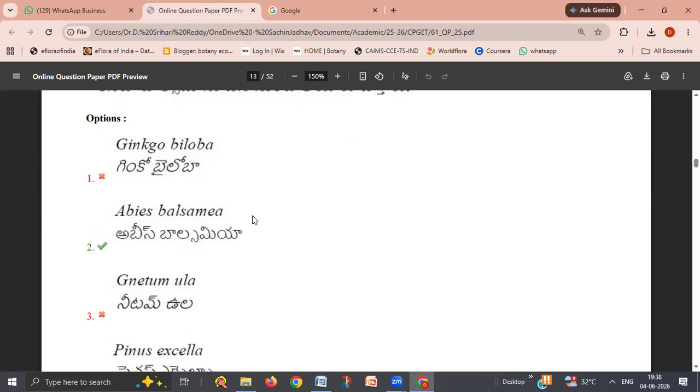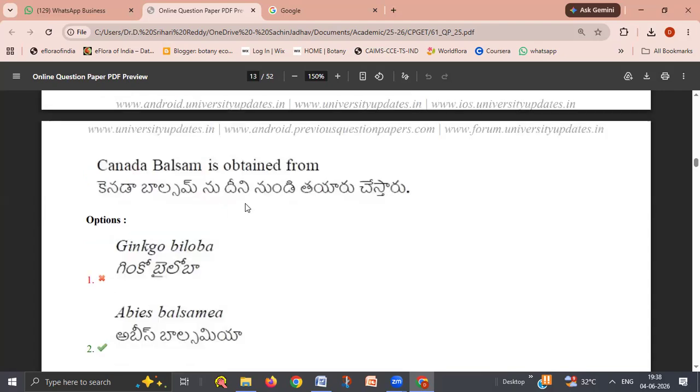Abies balsamea is one of the gymnosperms. You must read the economic importance of gymnosperms also. So Abies balsamea is used to prepare the Canada balsam.